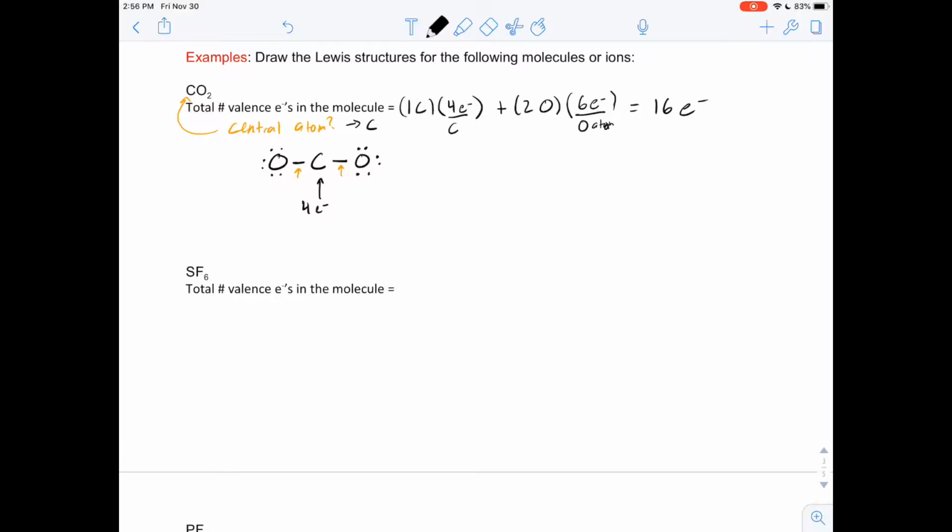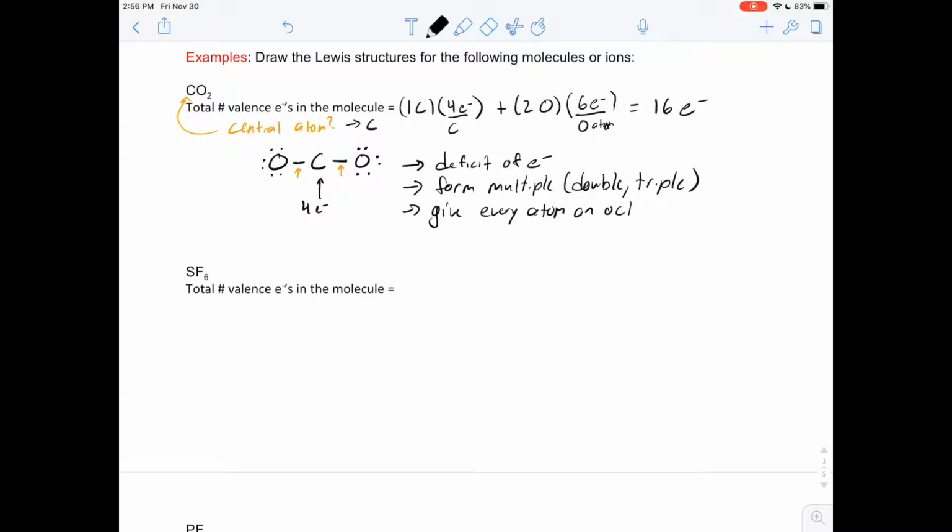We can't just add 4 more electrons to carbon because we don't have that many available to us in this molecule. So for us to think about this, what we have here is a deficit of electrons. So what we're going to do is form multiple bonds, whether that would be double or triple bonds. And what that's going to do is allow us to give every atom an octet. So we look here, we have carbon dioxide.